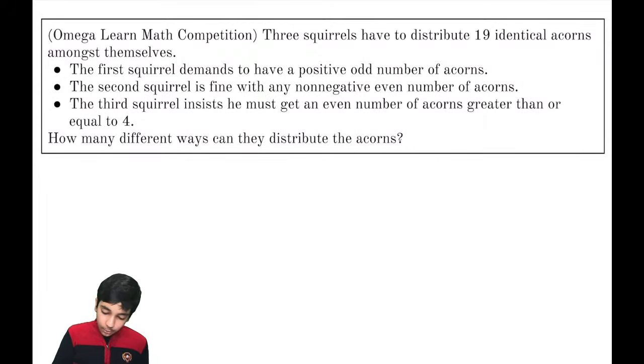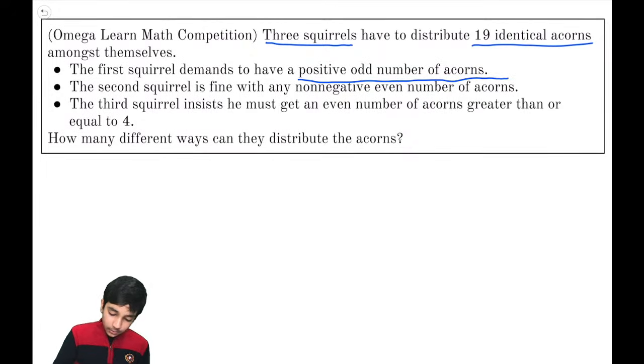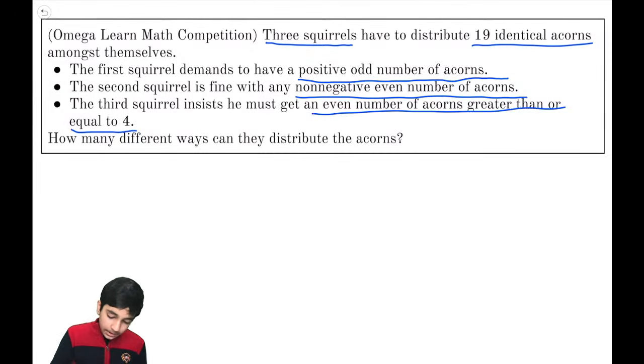Okay, so we have 3 squirrels and 19 identical acorns. The first squirrel has a positive odd number of acorns, and the second squirrel has a non-negative even number of acorns. The third squirrel has an even number of acorns greater than or equal to 4. How many different ways can you distribute the acorns?